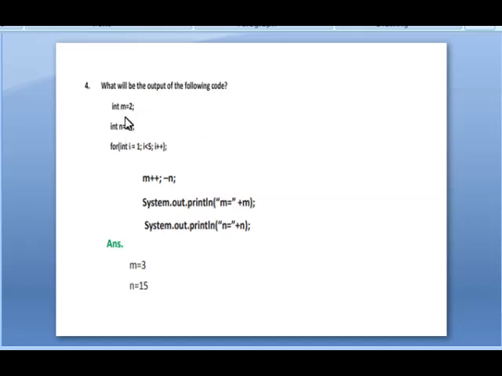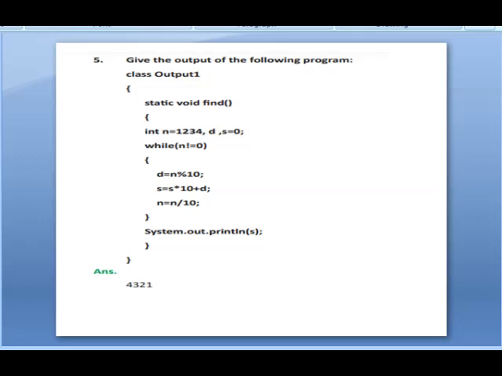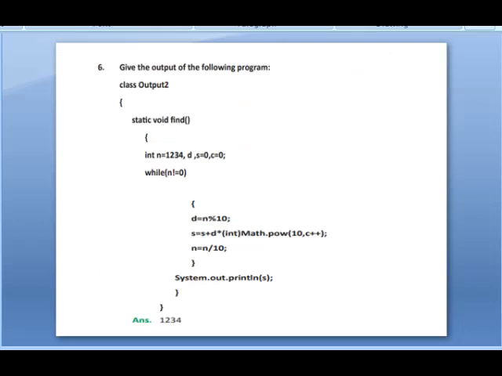Okay. Next, what will be the output of the following code? Here the initial value of m is 2 and n is 15, and we have to repeat the loops. So at last we will get the value of m as 3 and n as 15. Next, give the output of the following segment. So all the values are there. You have to put the values in the proper place and get the answer. Okay. Next question, give the output of the following program. This is the same question, I think.